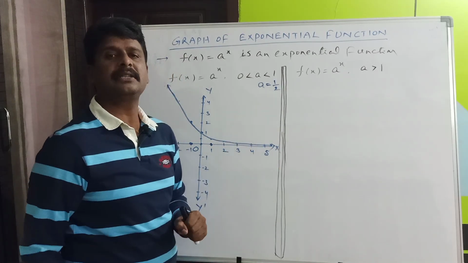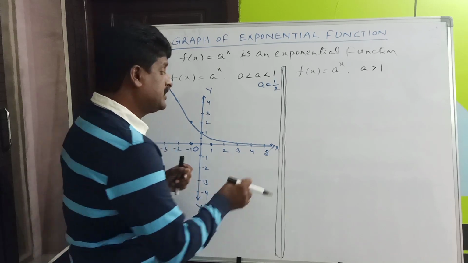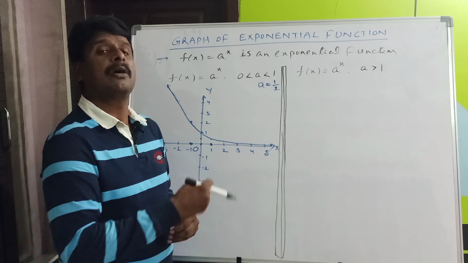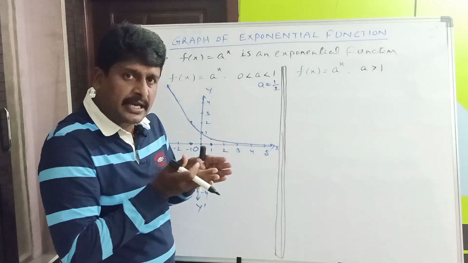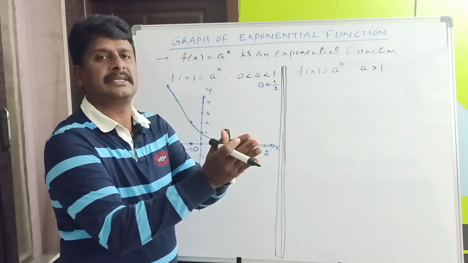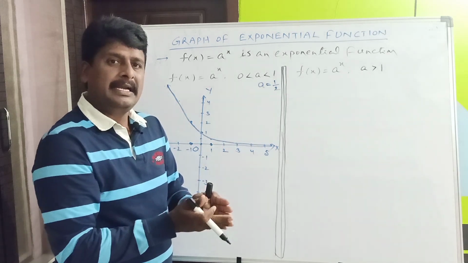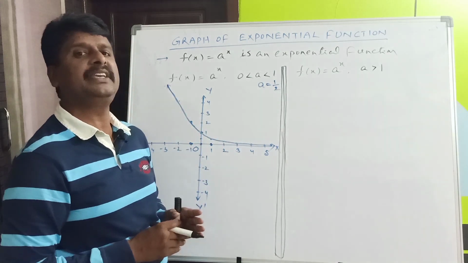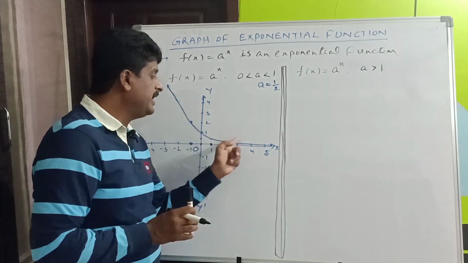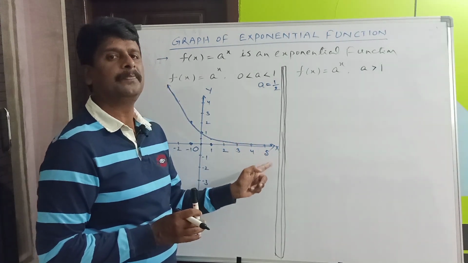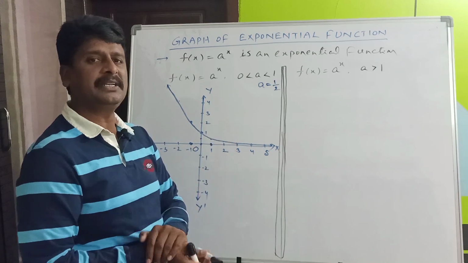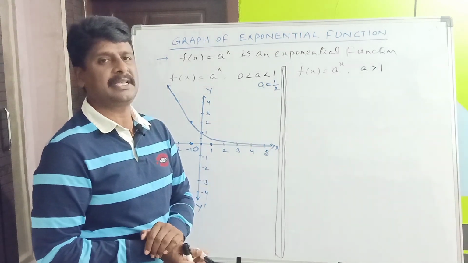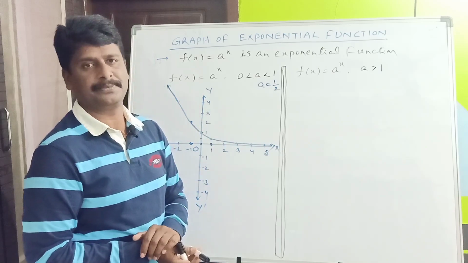It neither touches nor intersects the x-axis. But as x values increase, the graph gets very close to the x-axis. Whenever a graph neither touches nor intersects but gets very close to the x-axis, we say that the graph is asymptotic to the x-axis. Asymptote means it looks like a tangent to the x-axis at the infinity point.